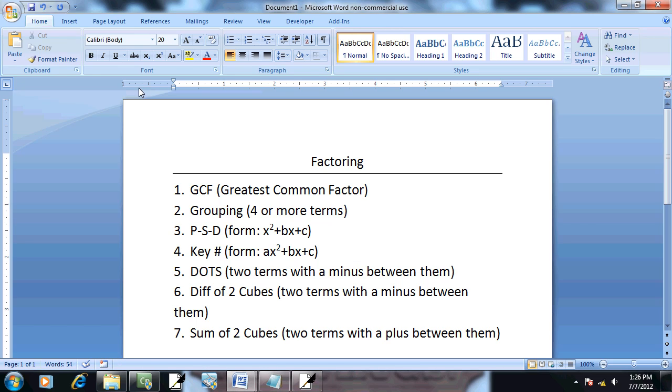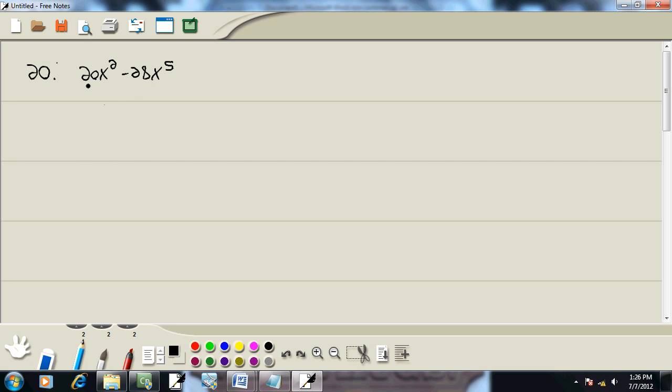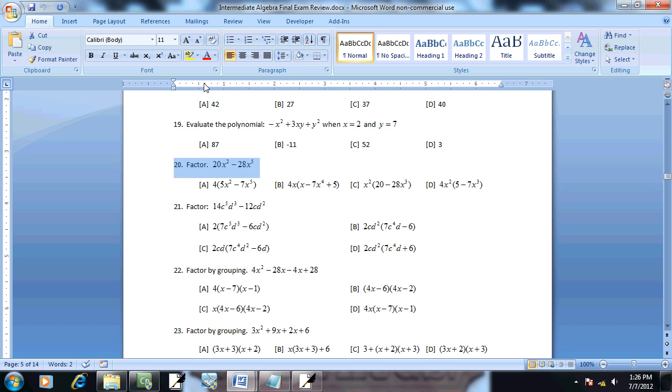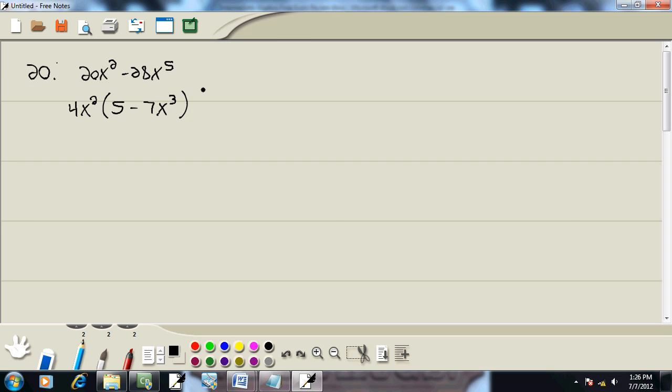Okay, so GCF, greatest common factor. I notice they have something in common. 20 and 28 are both divisible by 4. And I can factor out some x's. This one has 2 x's, this one has 5 x's. I can't factor out 5 x's if this one only has 2. So you always go with the one with the smallest power. So factor out an x squared. Well, 20 divided by 4 is 5. I had 2 x's, I pulled both of them away, so they're both gone. Minus 28 divided by 4 is 7. I had 5 x's, took 2 of them away, so I'm left with 3 x's. 4x squared times (5 minus 7x to the third).